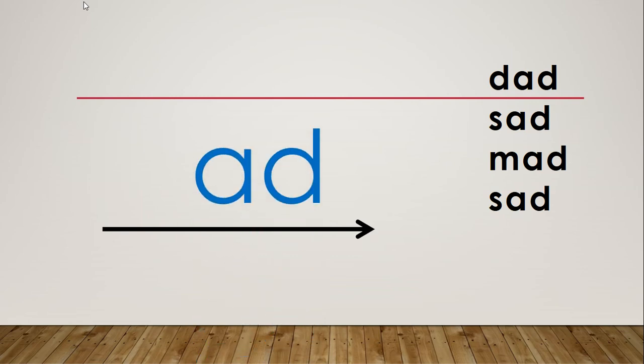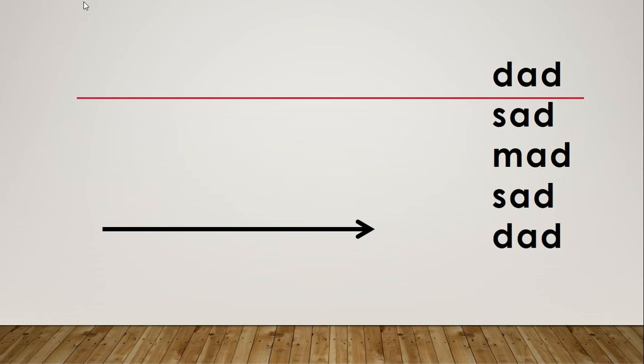Add. Dad. This word is dad. My dad went to work. We've built 5 words now. Since this is our introduction, we're going to stop here and we're going to transfer now to some sentences. But I would have my students read with me going down our list. Dad, sad, mad, sad, dad.